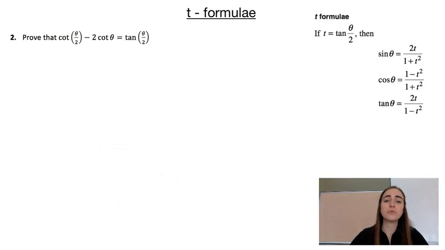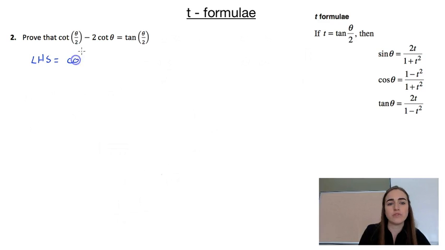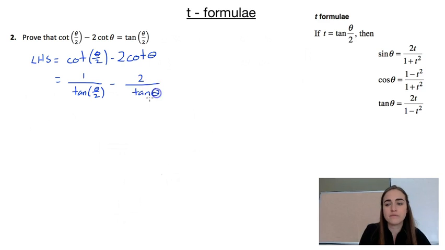Our second problem asks us to prove that cot of theta on 2 minus 2 cot theta is equal to tan theta on 2. So we're going to start with the left-hand side of this equation. So we've got cot theta on 2 minus 2 cot theta. Now that's going to be equal to 1 over tan theta on 2 minus 2 over tan theta. Now we know that if we let t equal tan theta on 2, then this is just going to be 1 on t. And we're going to have tan theta is equal to 2t, sorry, over 1 minus t squared.